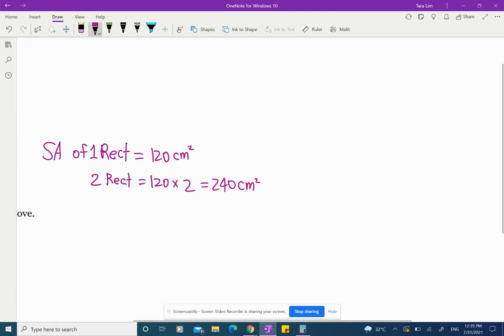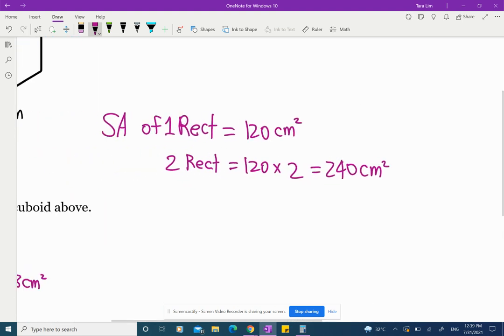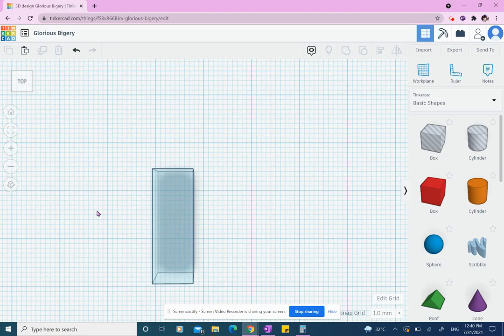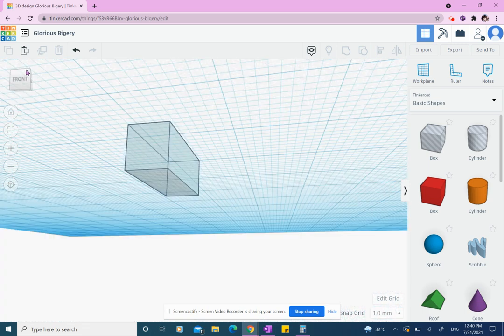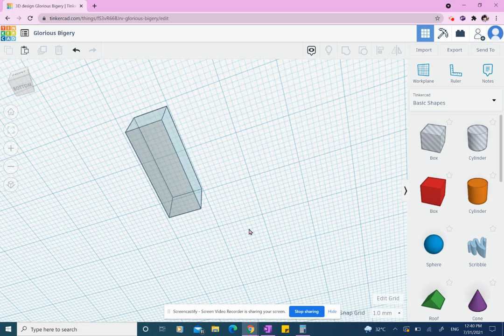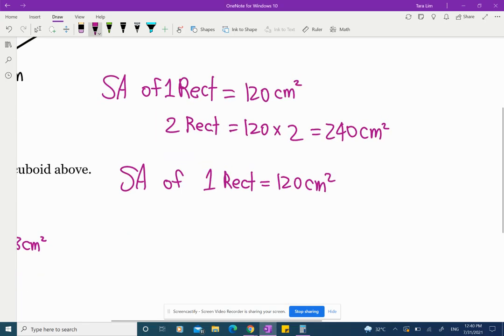So if they're exactly the same, then the surface area of one rectangle is 120 cm squared, just the same as before. And then, do we have one only? No, this is the top, and we have the bottom too. Remember, we have a bottom, so there are two. So now I want two rectangles, not just one. So 120 times 2, which gives us 240 cm squared.